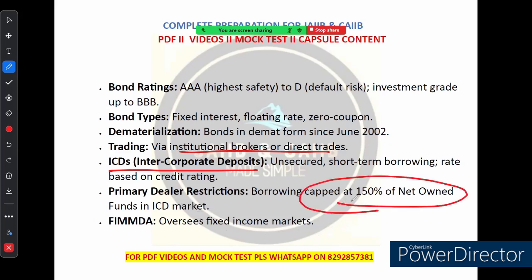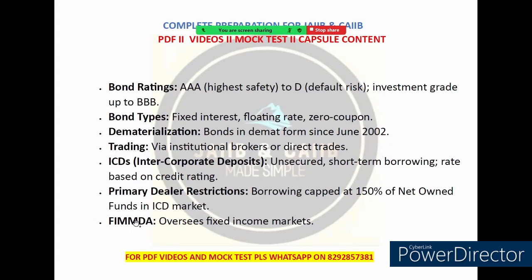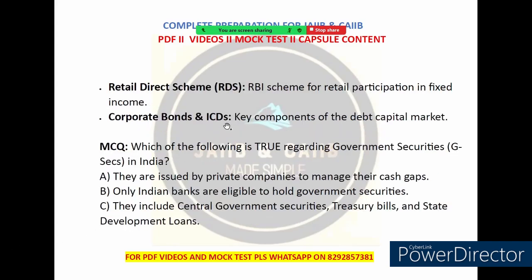FIMDA, the same body that oversees the government securities, also looks after the fixed income market, including corporate bonds. Plus, the retail direct scheme by RBI allows individual investors to participate in the market easily. So in short, the corporate bond market and ICD are important parts of the Indian debt market. They help companies manage debt more flexibly and give investors options beyond bank financing.